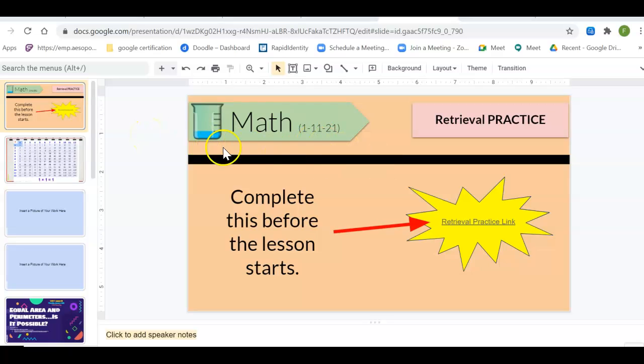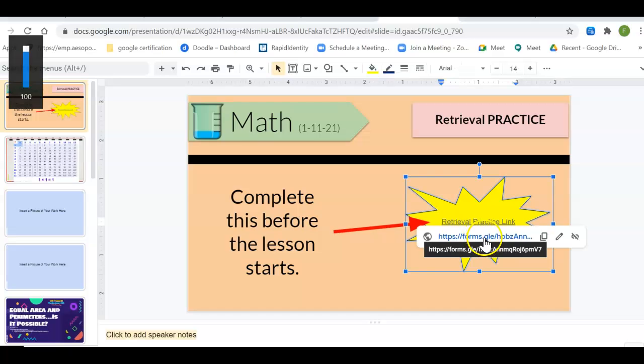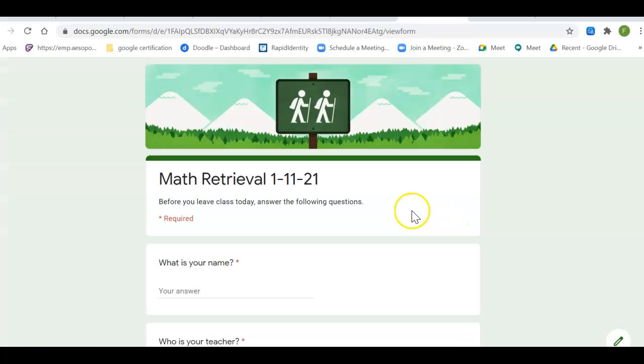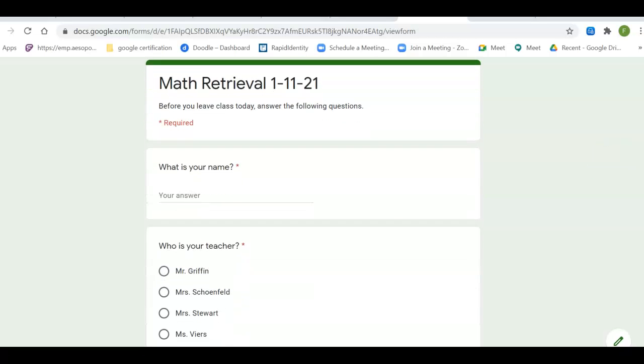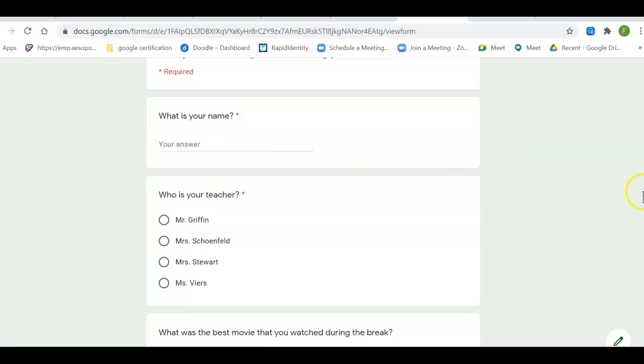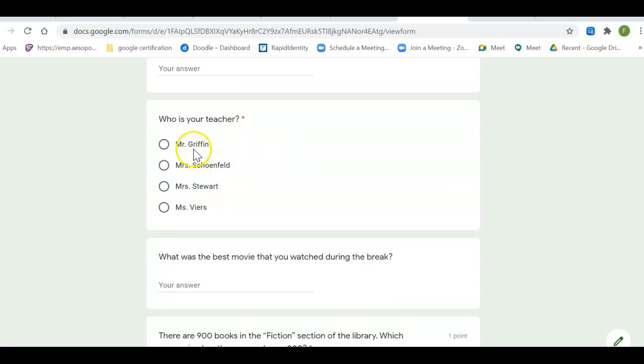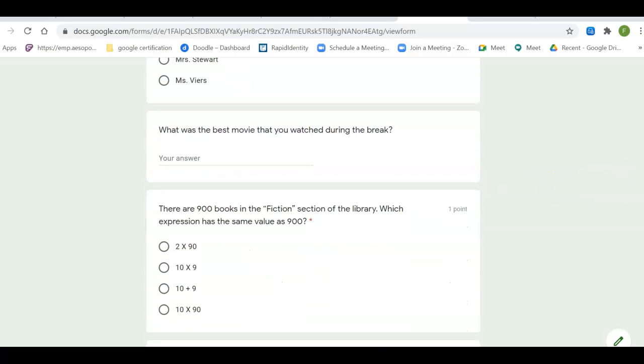And before we start our lesson today, once again, we have a retrieval practice that you're going to need to work on. So just go ahead and click on the link here for the retrieval practice. And you're going to complete all that's on here. Remember, put your first and your last name. Indicate who your teacher is by clicking on the bubble beside your teacher's name.